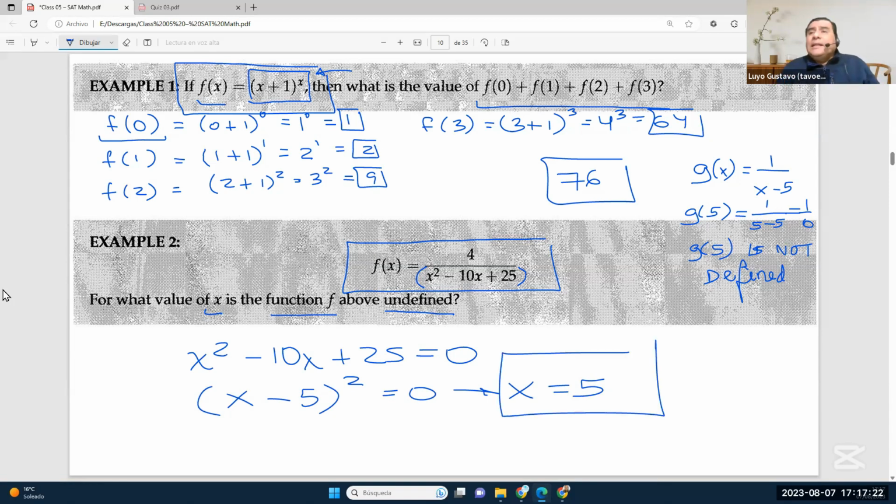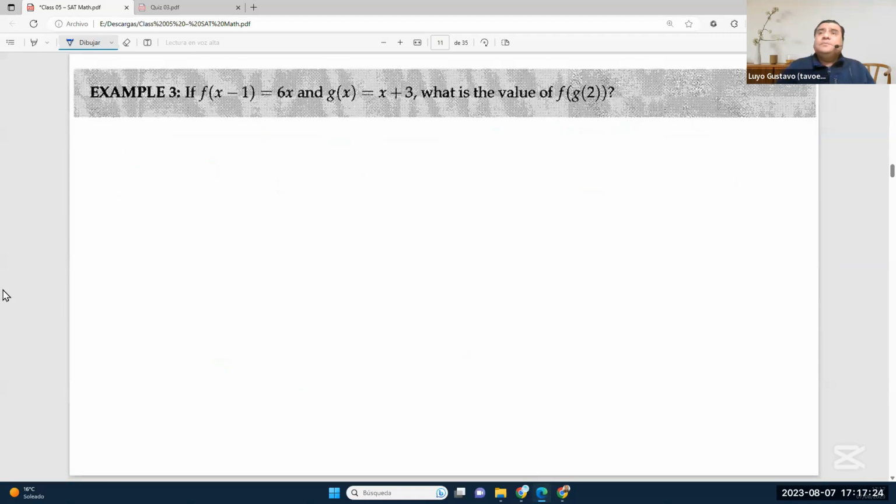All right, let's see another example. If f of x minus 1 equals 6 times x, and g of x equals x plus 3, what is the value of f of g of 2? Now, this is what we call composition of functions. What is a composition of functions? Is having as the input for one function, the output of another function.